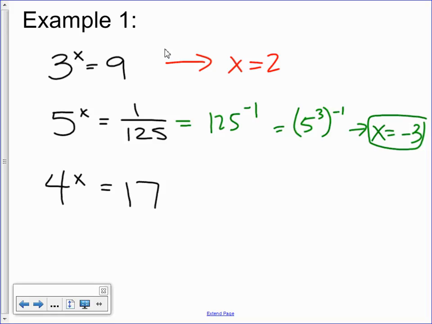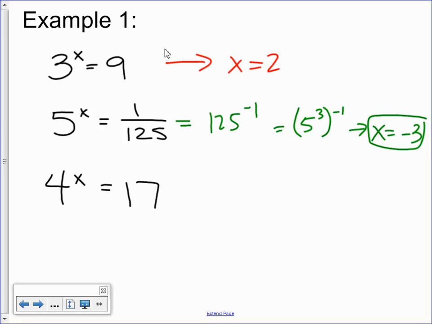Okay, so here's the deal. A fraction, if a number is at the denominator, then the exponent is negative. In this case, it's negative 1, because it's just 125 on the bottom. And then 125 has a base of 5. 125 is 5 to the 3rd power. And then power to the power just says multiply those exponents together to solve for x.